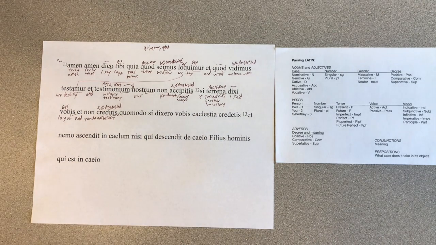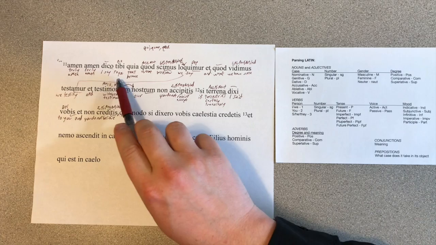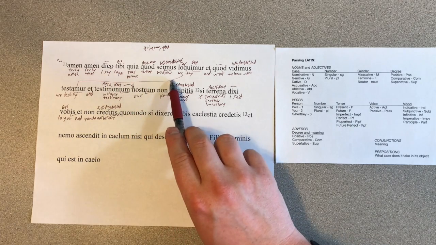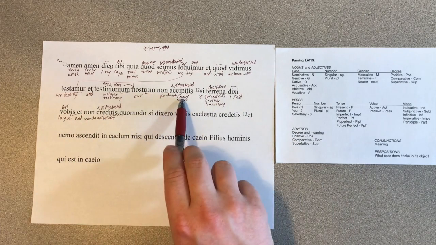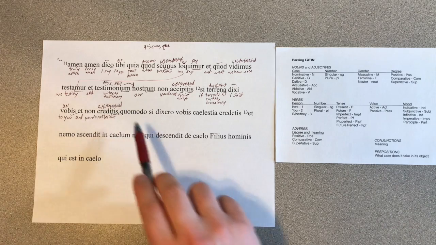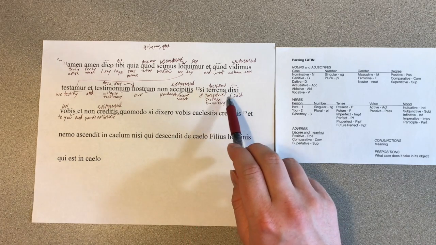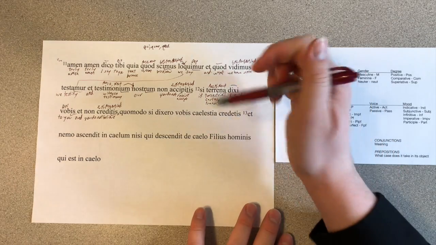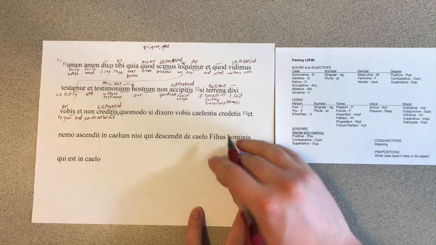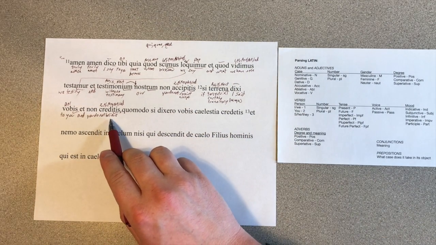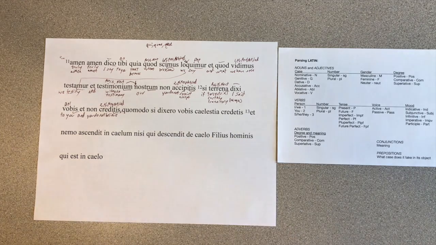Let's take a look at it in its own context to make sure it actually makes sense. And then from verse 1. Truly, truly, I say to you that what we know, we say, and what we have seen, we testify. And you do not receive or accept our testimony. If I said terrestrial things, this is technically an adjective, to you and you do not believe, incomplete thought. So it does make sense, except for the fact that it's an incomplete thought. Now, from the beginning of the chapter.